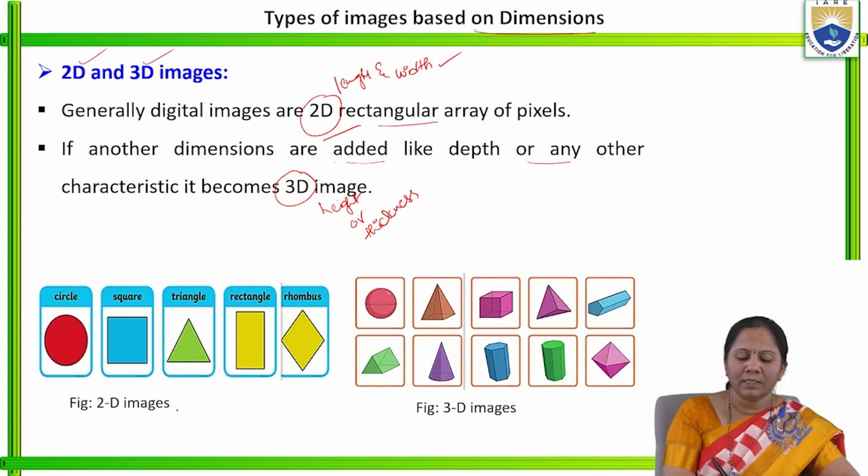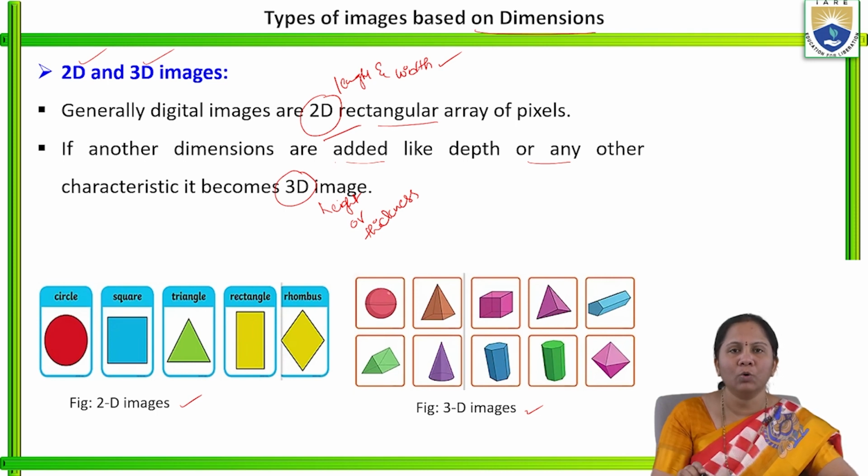So here are the example figures that show 2D and 3D images. The circle, square, triangle, rectangle, rhombus, all these come under 2D images, because in these we can see only the length and width of the images. Whereas coming to these 3D images, along with the length and width, we can also observe the depth of that particular image. So this is the basic difference between 2D and 3D images.